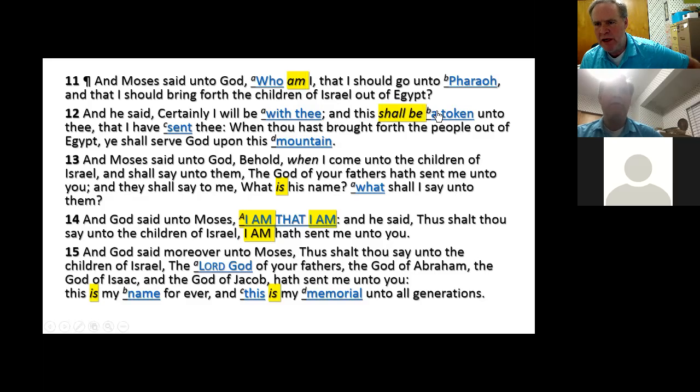And this shall be a token would just say, and this a token unto thee. Instead of what is his name, it would just be what his name. And so it doesn't make a lot of sense if we don't put those in. So the King James Version added that, but they wrote it in italics. You would know we had to add this because it's not in there.